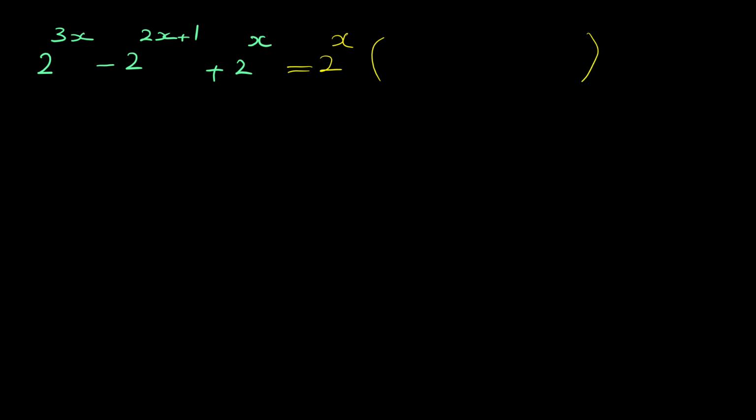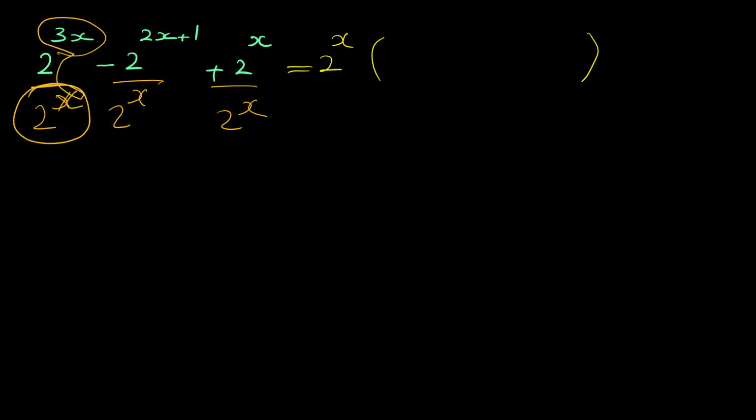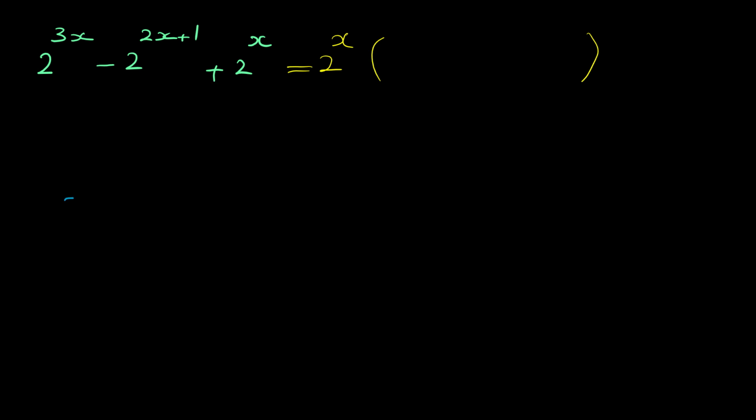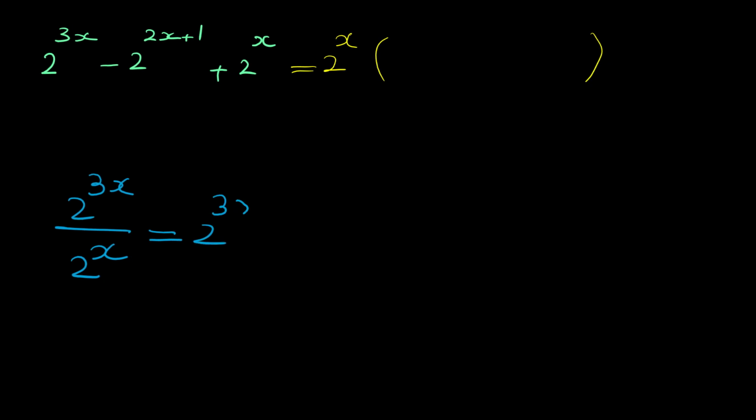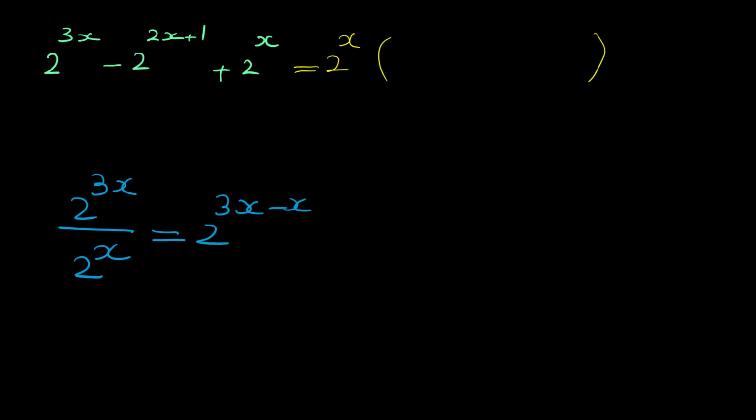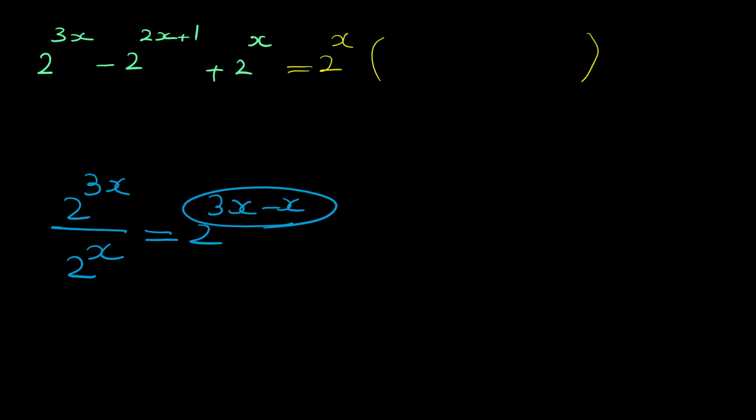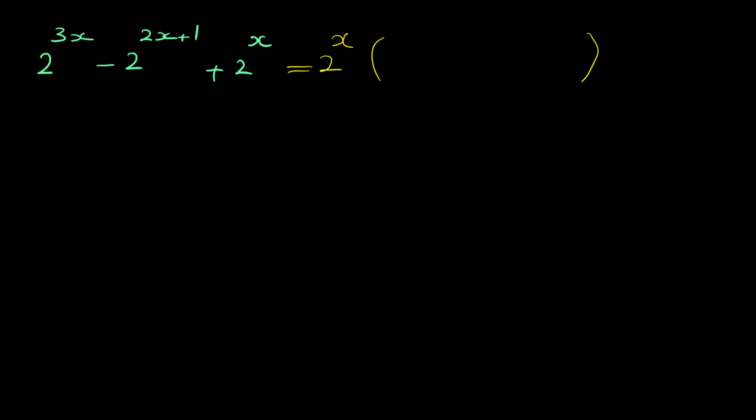So here, when we factor 2 to the x, we divide everything by 2 to the x, 2 to the x, and 2 to the x. 2 to the 3x divided by 2 to the x, we have to subtract the powers. 2 to the 3x divided by 2 to the x is 2 to the 3x minus x. 3x minus x is 2x. So we get 2 to the 2x.